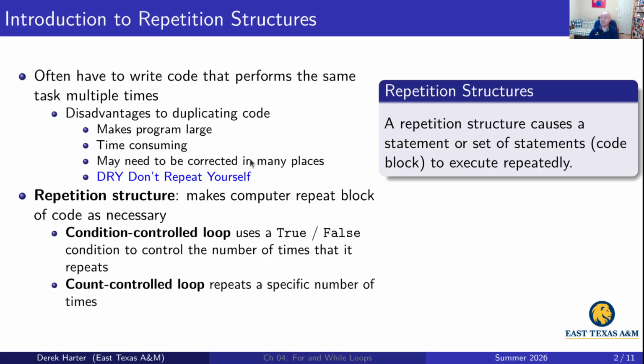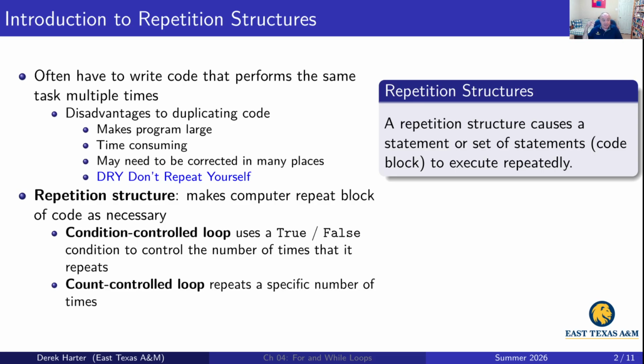Okay, so a repetition structure or a loop basically causes a statement or a set of statements, which is a code block, to execute repeatedly. Anytime we say a set of statements, we mean a block of code in a programming language. So there are many occasions where we need to have a loop in our code. We often have to write code that performs the same task multiple times.